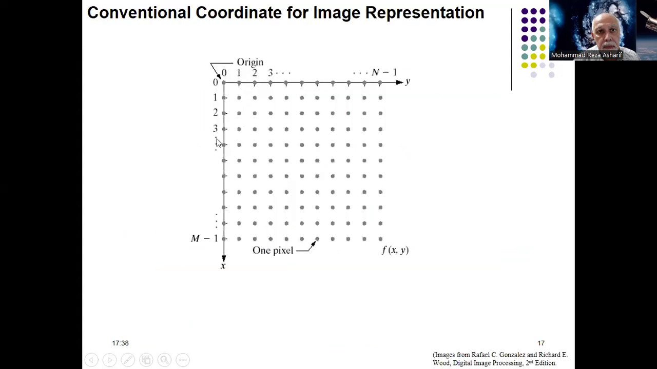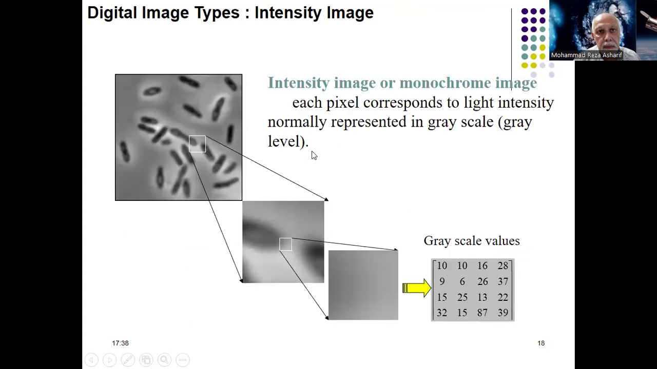And here, for instance, you have x, y, and the number. For instance, we have N horizontal pixels, N vertical pixels, and M multiplied by N is the number of pixels defined, for instance, for an image or for a digital camera. And f of x y is the brightness level of the light at each pixel, at each coordinate. For instance, the intensity of a monochrome image is like this. Each pixel corresponds to the light intensity.